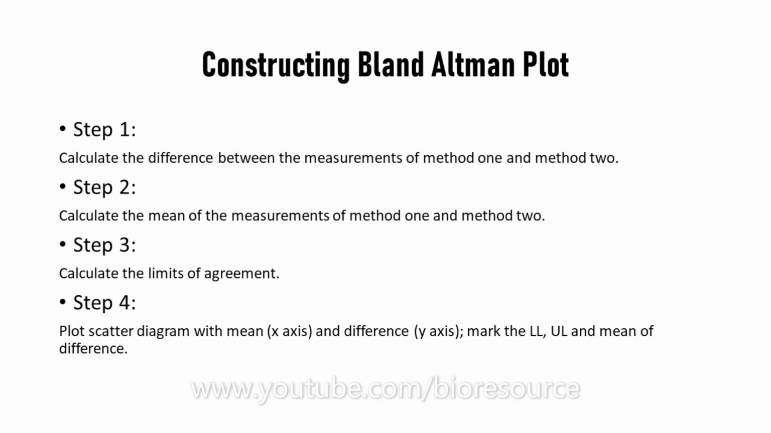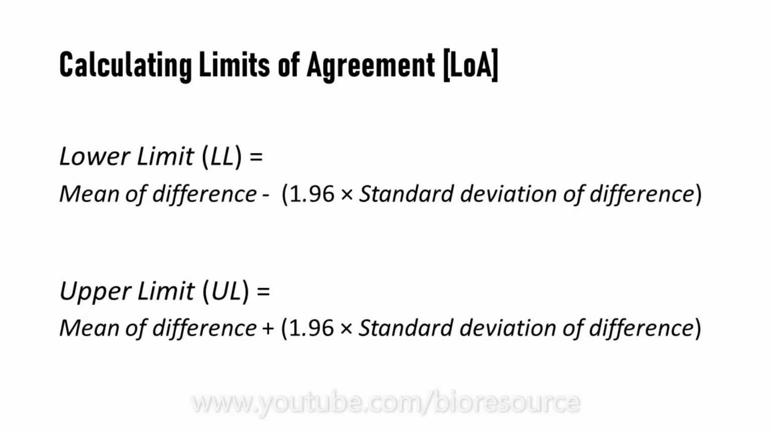Let's say we have two different methods, or you have a reference method and a comparative method. For example, if you are measuring weight using two different weighing machines, or blood pressure using two different systems, one will be the standard or method A, and the other one is method B, which is the new method. First, we have to calculate the mean of the measurements of method A and B, and then we have to calculate the limits of agreement.